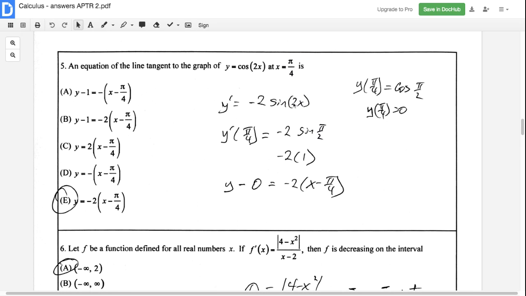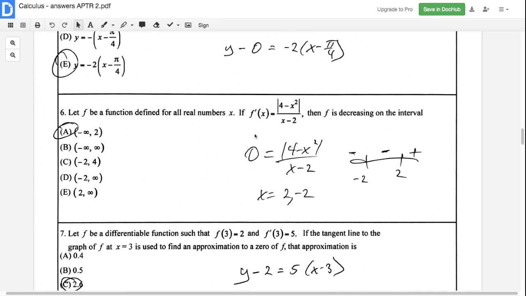So I plug in pi over 4. 2 times pi over 4 gives me pi over 2. Sine of pi over 2 is 1. Negative 2 times 1 gives me negative 2. They gave me an x value. They did not give me a y value, so that means I need to plug back into the original to get a y value. I plug in pi over 4, turns it into pi over 2 on the inside. Cosine of pi over 2 is 0. So y minus my y value equals my slope, x minus my x value. So my answer is E.